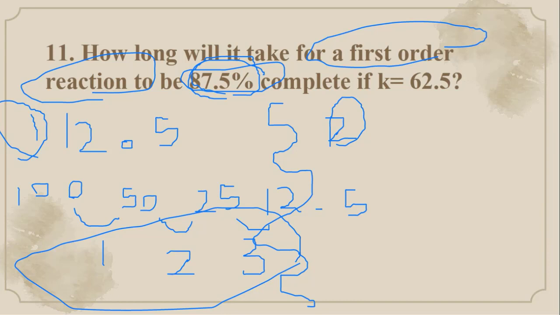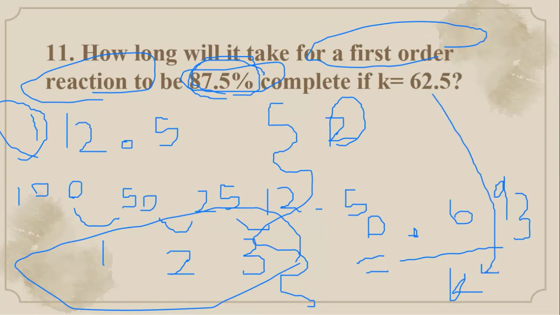Now if we know it takes 3 half-lives, we can use the original formula for half-life of a first order reaction: 0.693 over k equals the time it takes for 1 half-life. And we're given a k of 62.5. What do we get if we do this division? Anyone with a calculator? Yeah, you get something like 0.011.